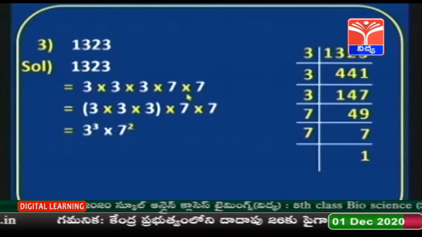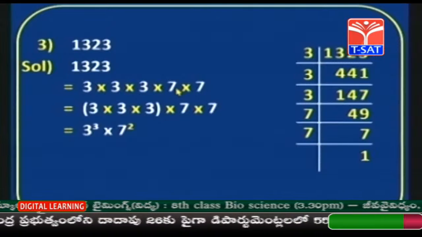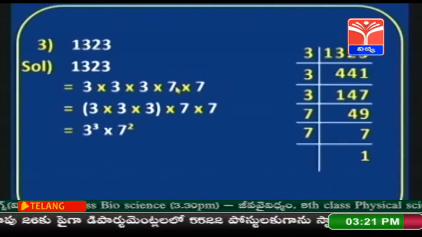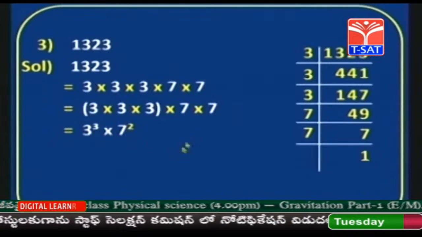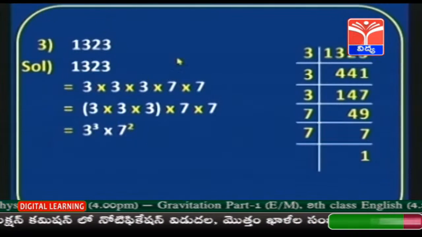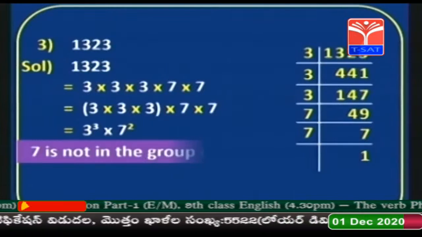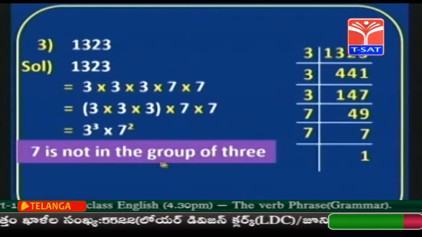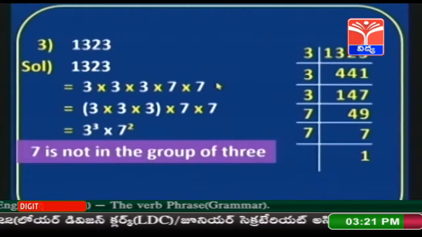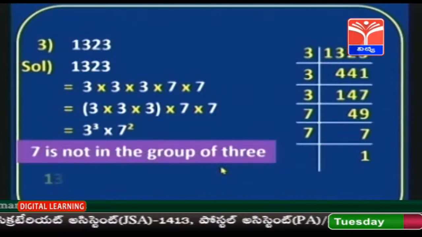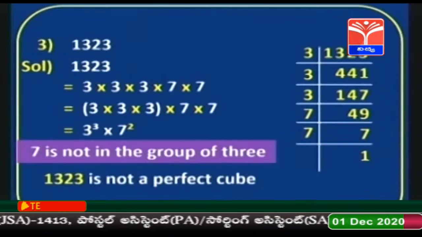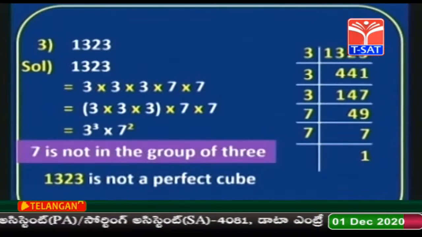Children, observe here, we have only two 7s. We do not have the third 7. If you had a third 7, then you could get the cube. But here we got only a square. Now can you tell me, is it a perfect cube? No. Why? What is the reason here? Yes, 7 is not in a group of 3. 7 is only 2, we do not have a group of 3. So what can you say? 1323 is not a perfect cube.